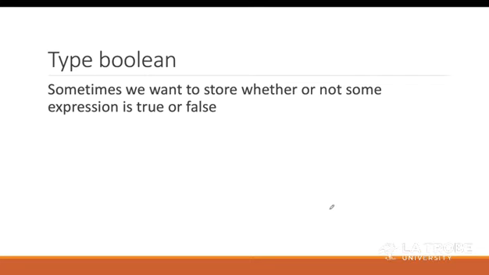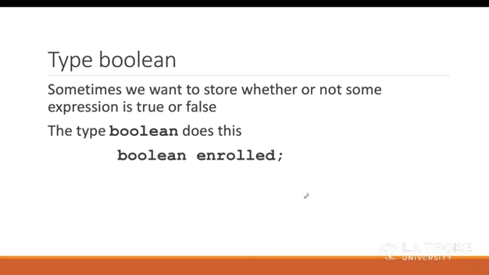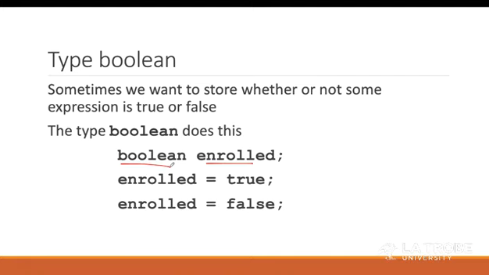The next type is the Boolean type. Let's say you want to just say that something is true or false. When you want to store a variable which has only two values, true or false, then Boolean is the type that you'll use. Let's take an example where you want to check whether a student is enrolled or not. You declare a variable with a type of Boolean, and then it can have just two values, which are true or false.